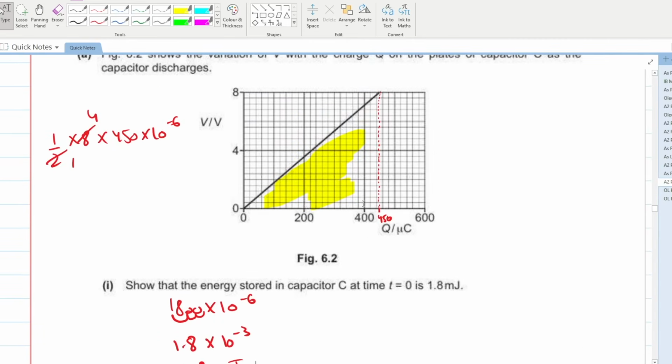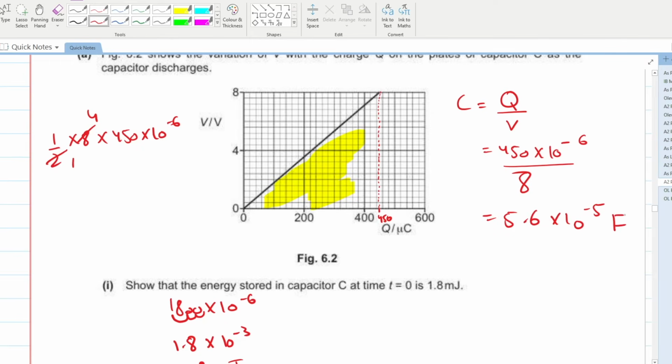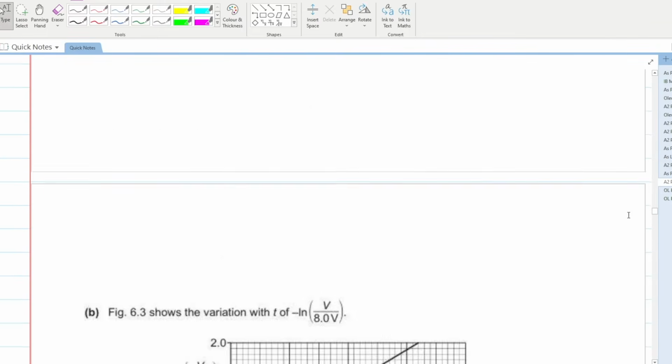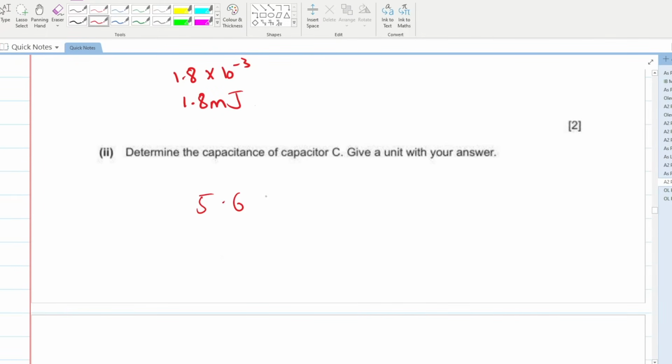Determine the capacitance of the capacitor C. How will we determine the capacitance? We know capacitance is equal to charge divided by voltage. What is the charge? 450 into 10 raised to the power of minus 6. What is the voltage? 8. Divide both of them: 450 into 10 raised to the power of minus 6 divided by 8. This comes out to be 5.6. Capacitance comes out to be 5.6 into 10 raised to the power of minus 5 farads. Simple as that, nothing complicated. You can place it here.